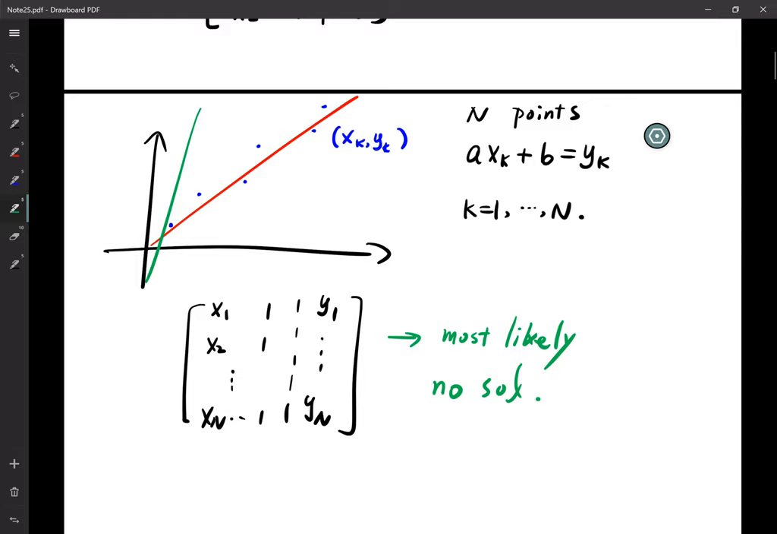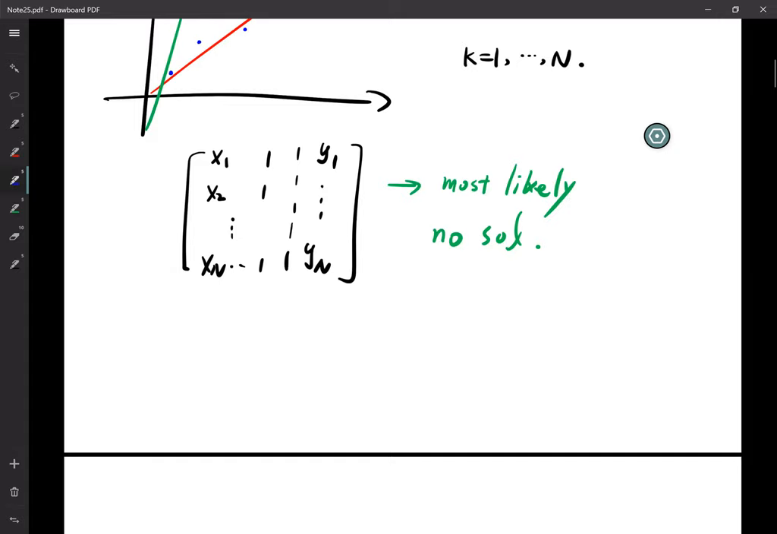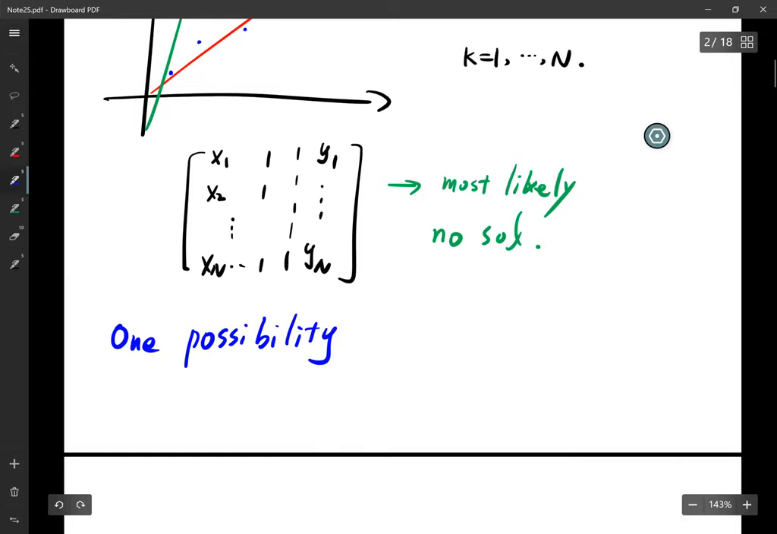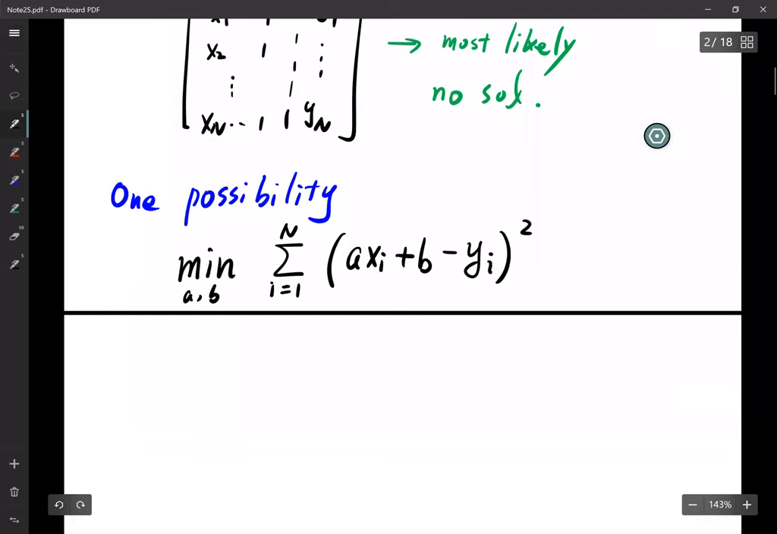So solving linear equations is not an option. So one possibility is to consider this alternative problem. Instead of saying all of them should be zero, I consider a minimization problem. So minimize with respect to unknown A, B, the sum from i equals 1 to n of (A xi plus B minus yi) squared. So this is an optimization problem.